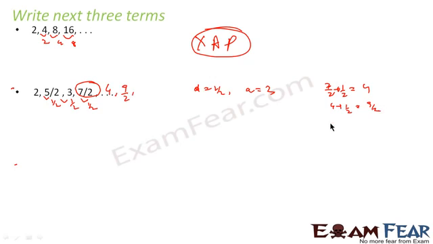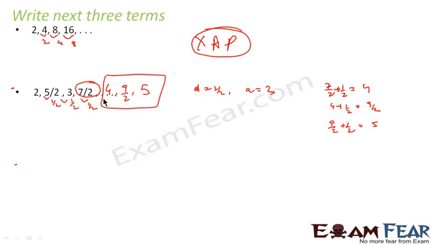Correct? You will get 5. So the next three terms are 4, 9 by 2 and 5. Very simple. As we have learned from the definition, in any term, if you add the common difference, you get the next term. The last term was 7 by 2. On that we added the common difference. This becomes the next term. Let's take one more example.